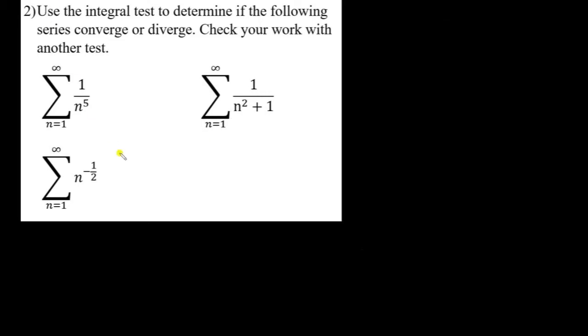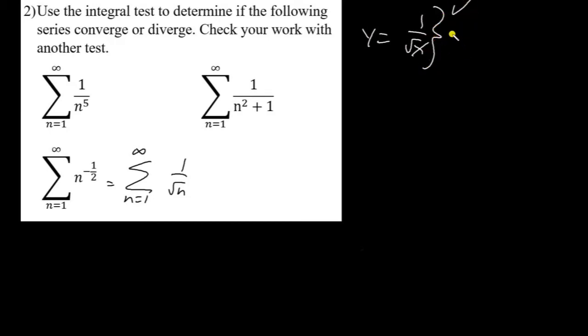Third part, we have a very simple looking thing, the sum from 1 to infinity of n to the negative 1/2. Let's rewrite that first. This is going to be equal to the sum n equals 1 to infinity of 1 over the square root of n. Now, does this meet our three conditions? If we have a function y equals 1 over square root of x, is it positive? Yes. Is it decreasing? Yes. Is it continuous? Yes. So it meets our three conditions. We can use the integral test.